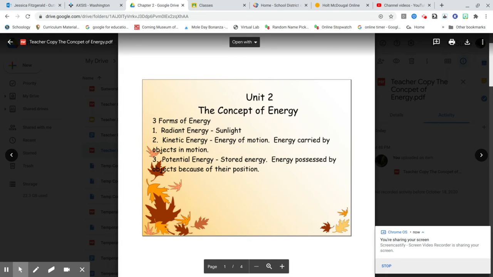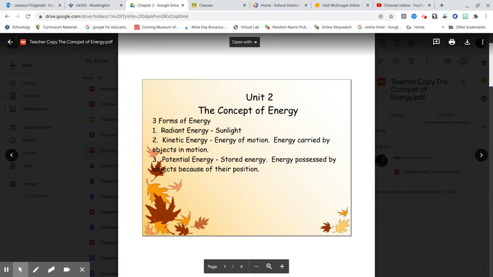Okay, also in Unit 2, we've talked about properties and matter, but we're also going to talk about how heat or energy affects your matter. So we have to talk about energy. There are three main forms of energy.